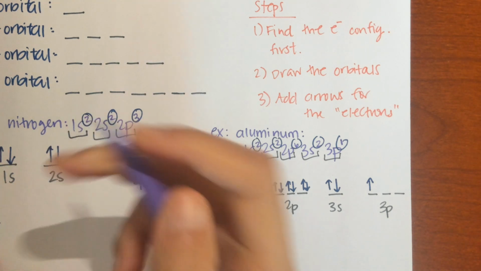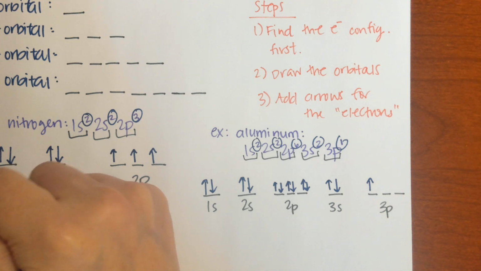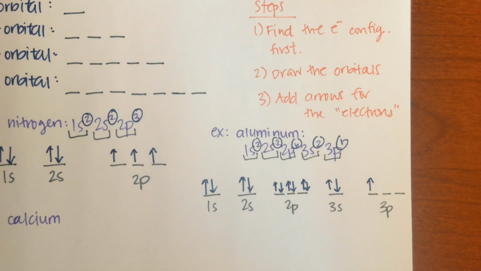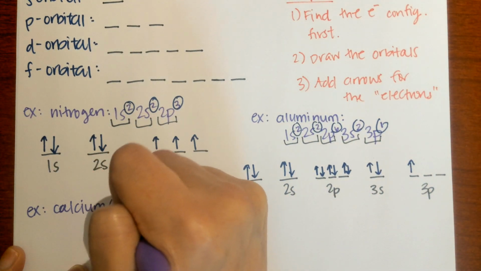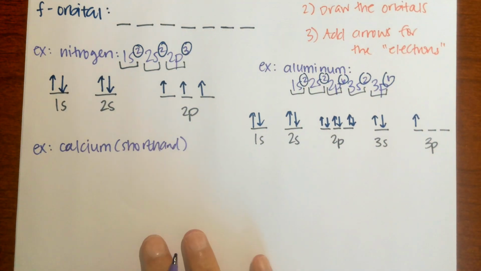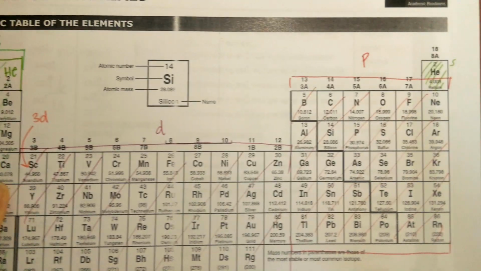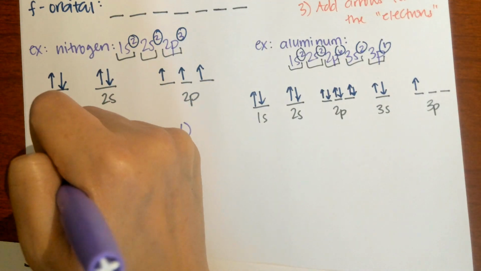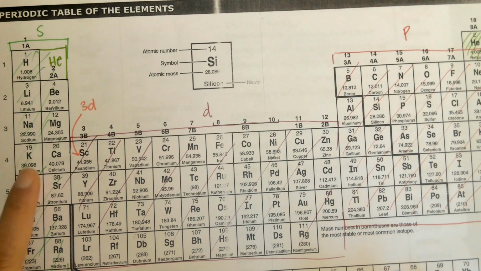All right, I'm going to show you the shorthand orbital notation, because even writing the whole longhand electron configuration is a little annoying. So there is a shorthand version for orbital notation. For calcium, if you look at the shorthand electron configuration, calcium is right here. The noble gas before it is argon, and then it's 4s2.